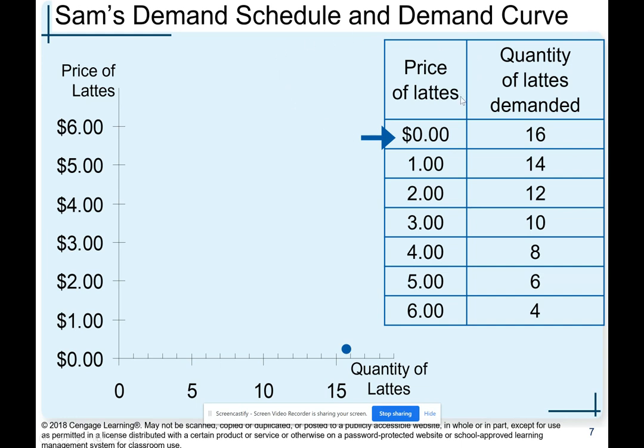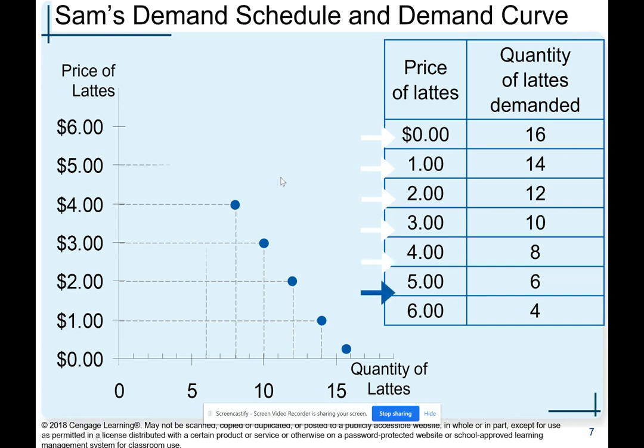So this is Sam's demand schedule represented as a demand curve. You plot the points on the two-dimensional graph, and as you can see, a figure is emerging, a beautiful straight line. It is important to note that it has a negative slope. And the negative slope is the reflection of the law of demand, the inverse relationship between price and quantity.